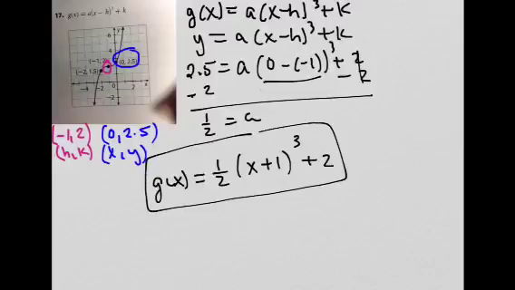So if you were to describe this in words, you would say that this graph has a vertical compression by a factor of 1/2, and it translates to the left 1 unit and up 2 units.